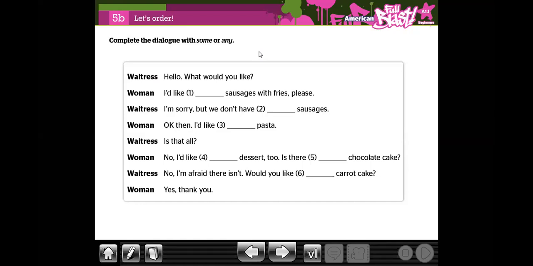Now, let's continue. Hello, what would you like? I'd like some sausage and some fries, please. I'm sorry, but we don't have any. Respondiendo lo de any.